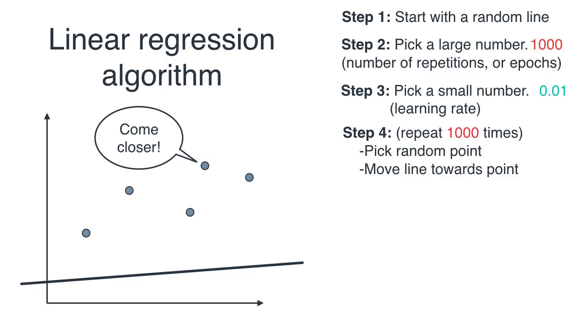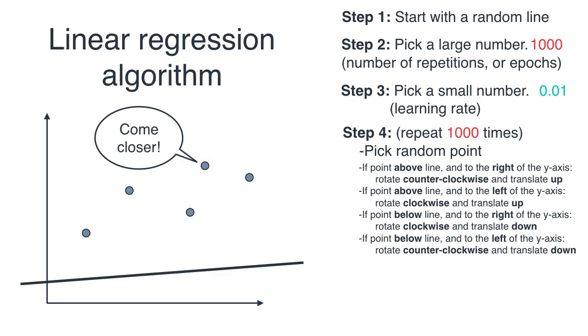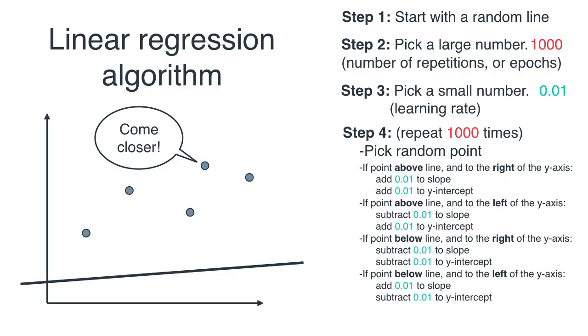Let's remember that the long rule to move a line towards the point is this. If the point is above the line and to the right, then rotate counterclockwise, translate up, etc. 4 cases. Like we saw before, each case corresponds to either adding or subtracting something to the y-intercept and to the slope. So here's the rule. Feel free to pause this slide and take a careful look at these 4 cases and convince yourself that this is how it works.